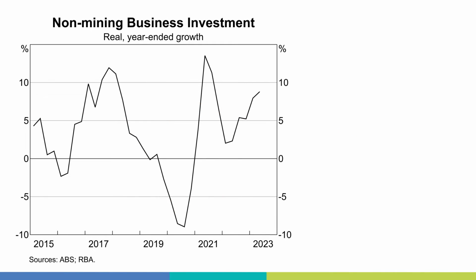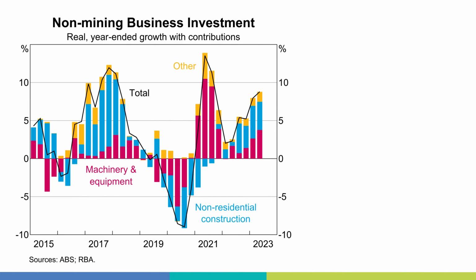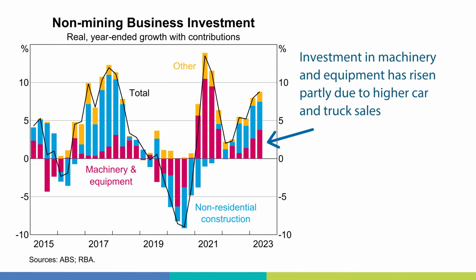The black line represents total non-mining business investment in Australia. Growth in non-mining business investment over the first half of 2023 was the strongest outcome since 2007, aside from the pandemic rebound. Investment in machinery and equipment, the red bars, as a share of GDP has risen to its highest level in a decade, partly reflecting higher car and truck sales following a period when it was hard to buy these vehicles due to supply disruptions overseas.